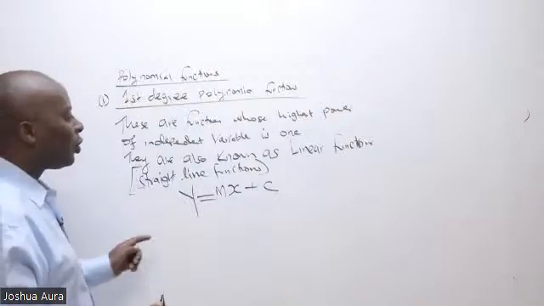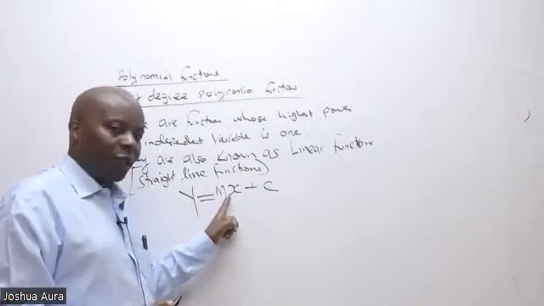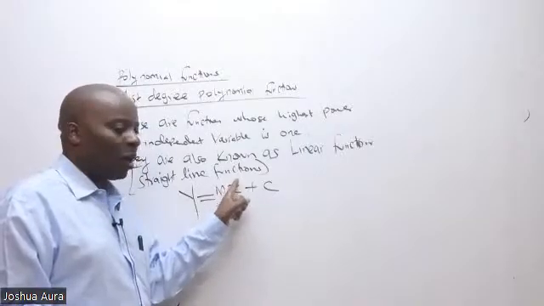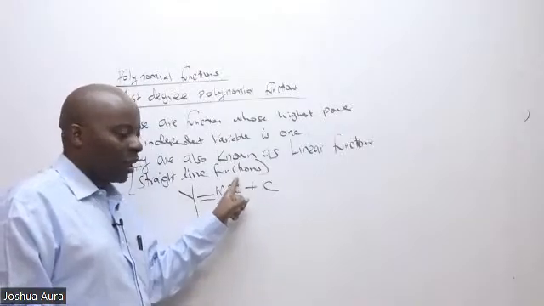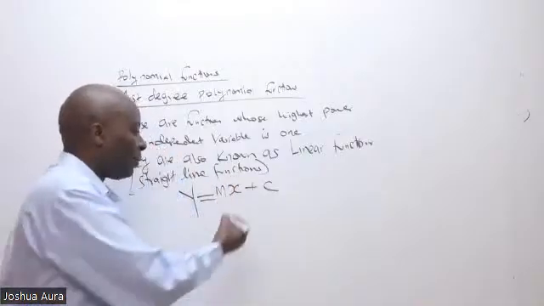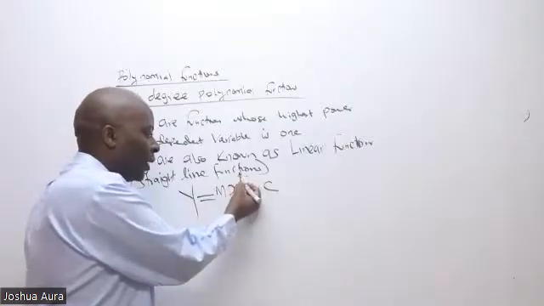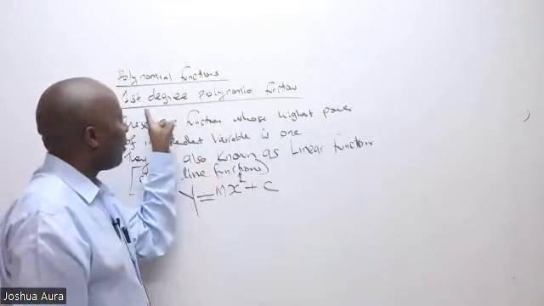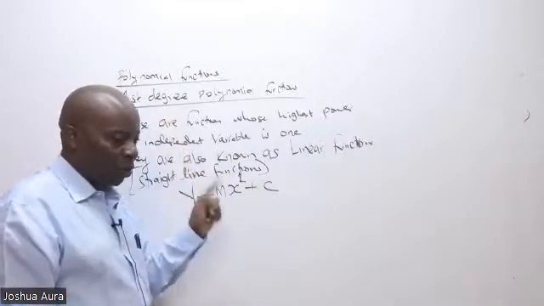If you look at this function very well, this x is the independent variable, and you can see x is raised to power 1. There is an implied 1 there for the independent variable. So automatically, it becomes a first degree polynomial function.